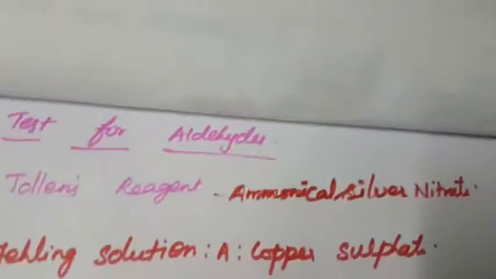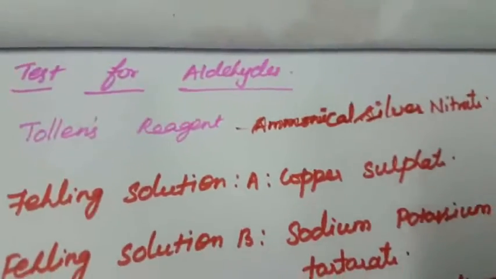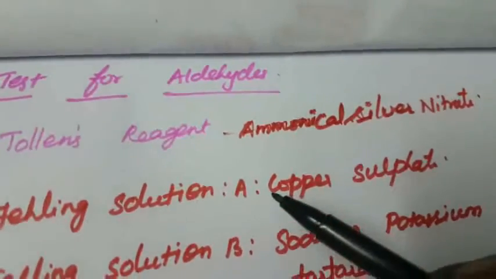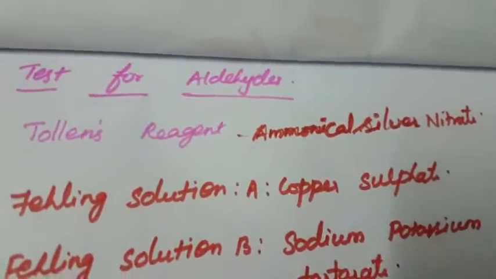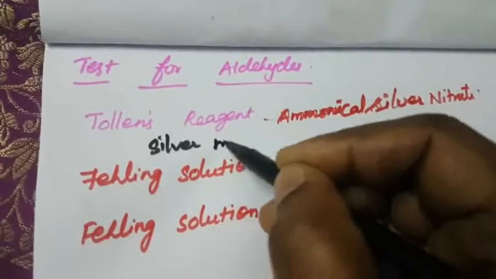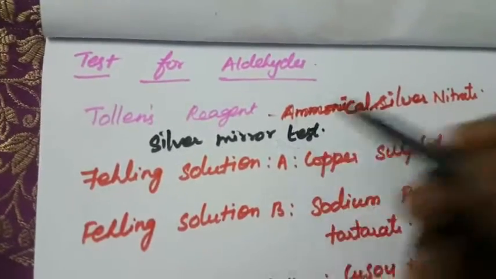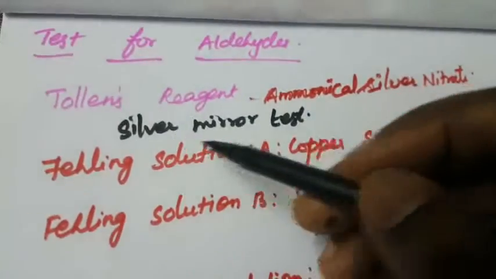Before going to that, what are the tests for aldehydes? How to identify a compound containing aldehyde? First one is Tollens reagent. What is meant by Tollens reagent? It is otherwise called the silver mirror test. This year in your practical you have this Tollens reagent. So that is the silver mirror test.